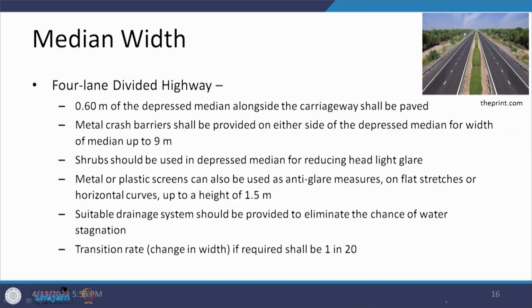Now, what are the additional things which we are going to talk about when we have a median? So, the very first thing is that 0.6 meter of the depressed median alongside the carriageway shall be paved, and that is what we have seen when we looked at the profiles also. So, you have a carriageway, you have a depressed median here like this. What it says is that on this side, this 0.6 meter should be paved additionally, and we are talking about the carriageway on this side. And then here, if you remember, the crash barrier was provided subject to these particular widths. So, this is one thing.